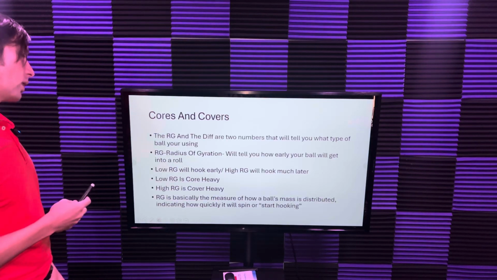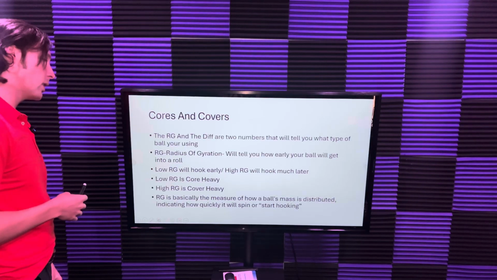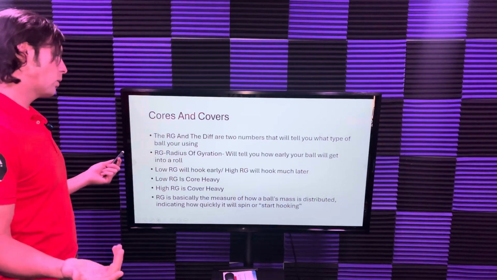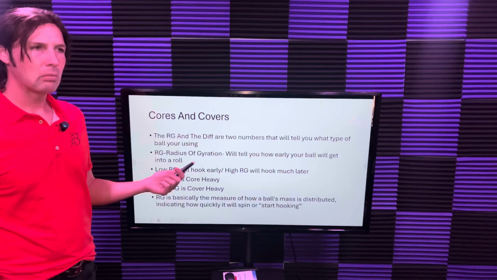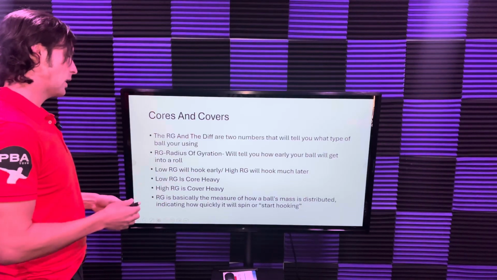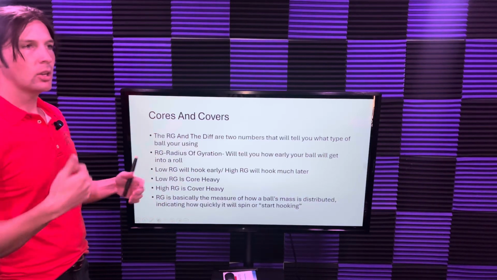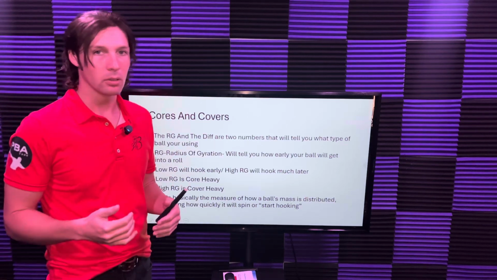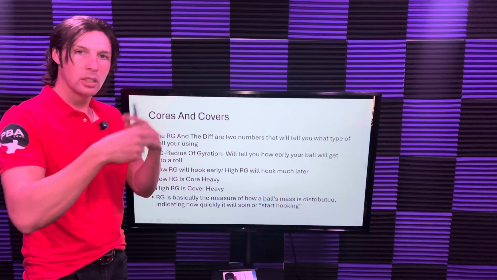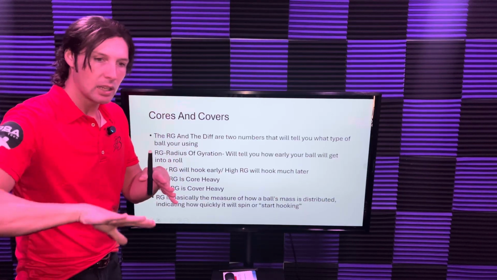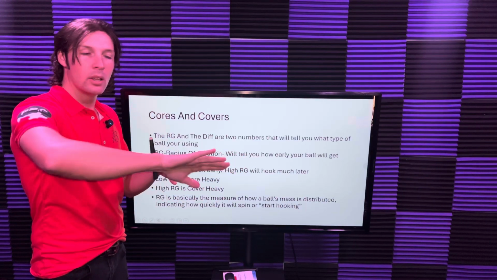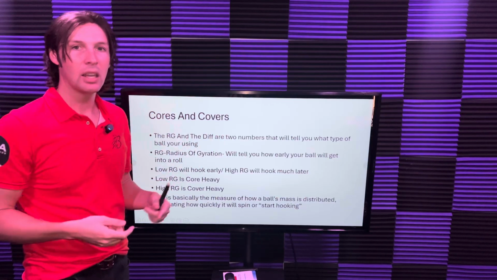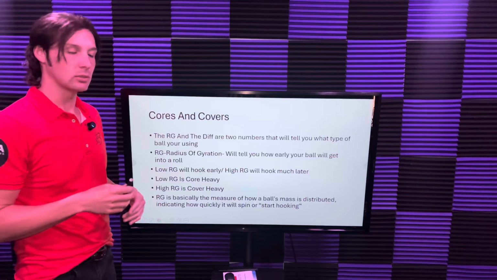Low RG is core heavy. High RG is cover heavy. So if you're a beginner and you're thinking, well, low RG, it hooks early, and high RG, it hooks much later, but what does that mean? Well, hook early just basically means you're going to see hook earlier. So you'll see the ball read the lane and then get into a roll down lane, but you'll see it much sooner because it's seeing the lanes sooner. It's catching that friction sooner.